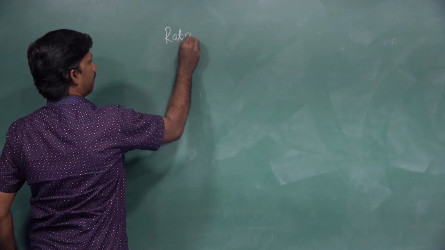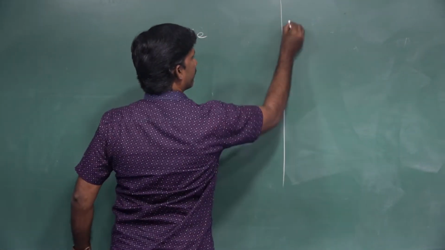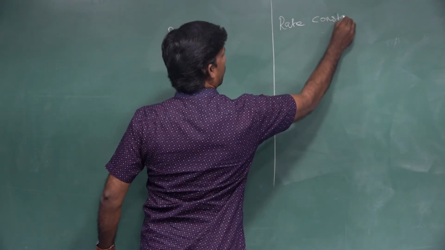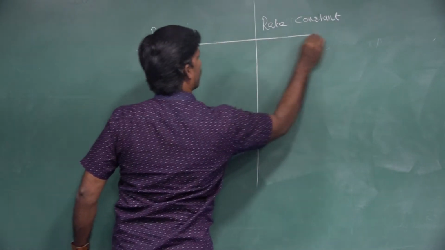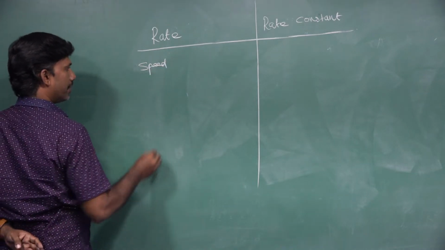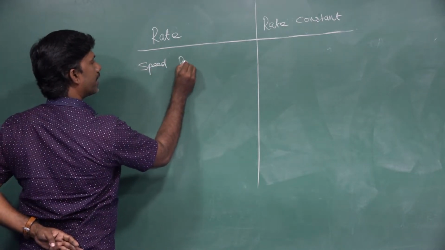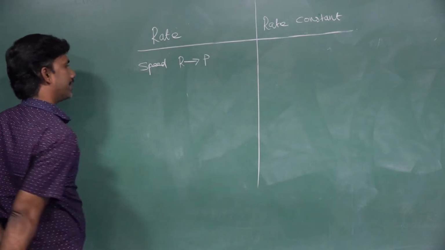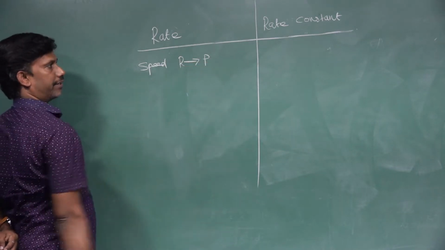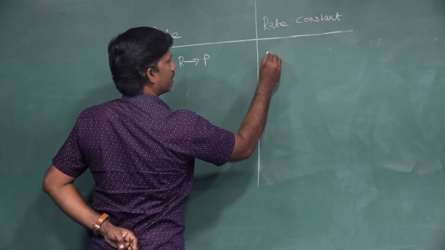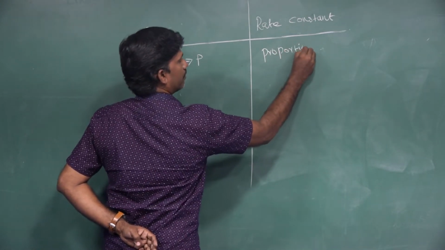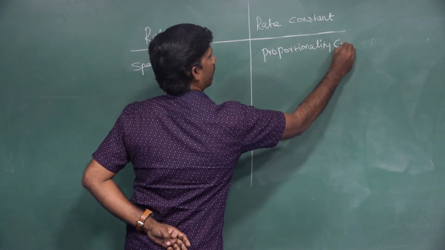Rate and the rate constant. Rate is the speed of the reaction, how the reactant becomes product. R means reactant, P means product. It is the speed of the reaction, how the reactant becomes a product. The rate constant is simply a proportionality constant.